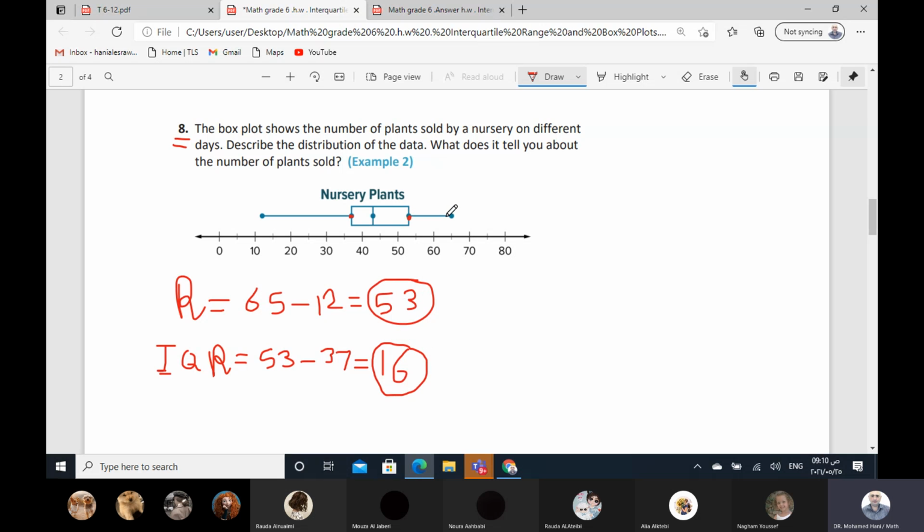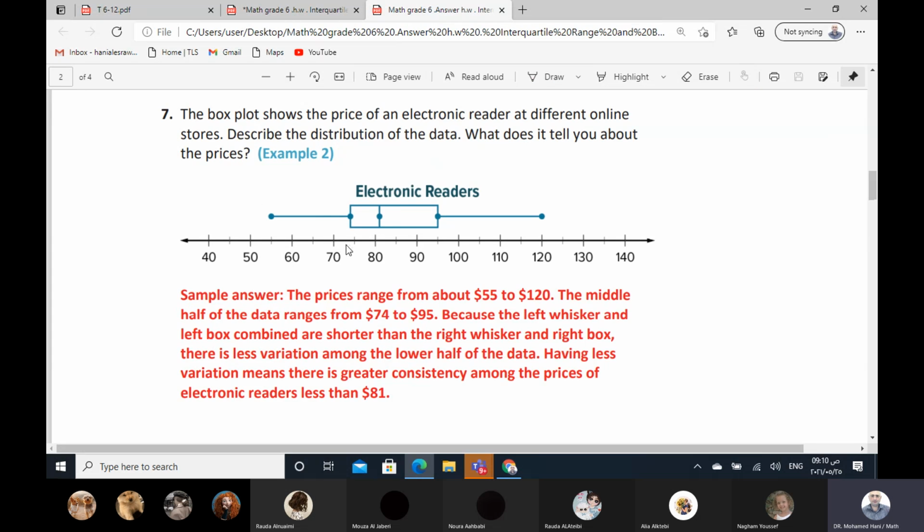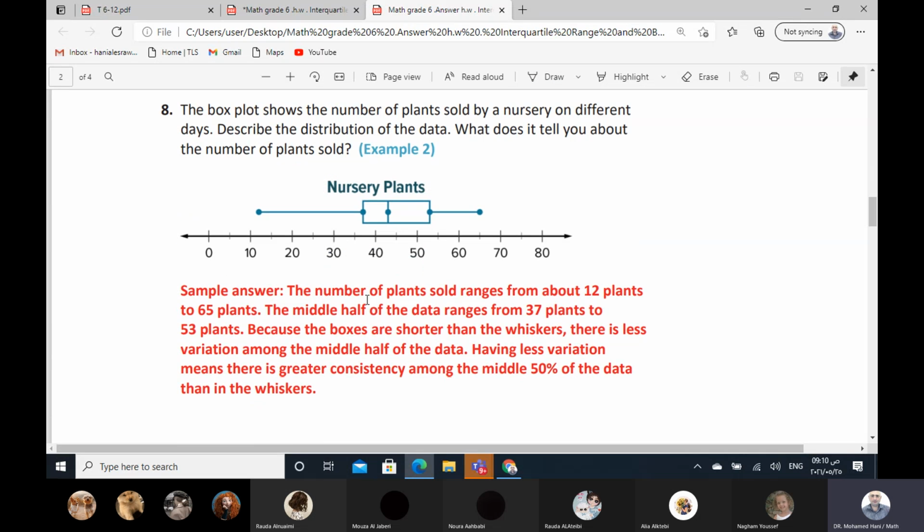And as you see here, the right whisker shorter than the left whisker, and the whisker greater than the middle half. So the description will be the number of plants sold ranges from about 12 plants to 65 plants. The middle half between the box plot of the data ranges from 37 plants to 53, because the box are shorter than the whisker.